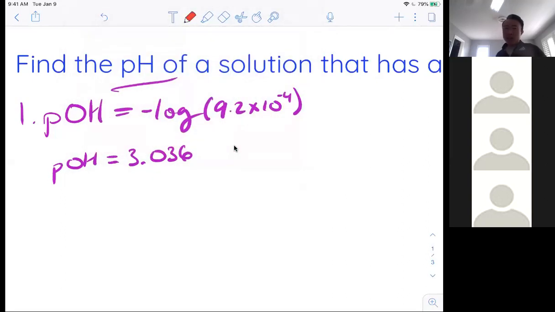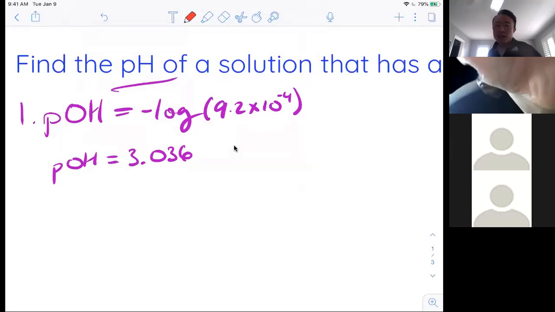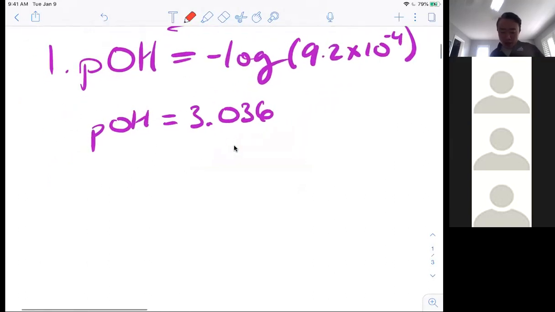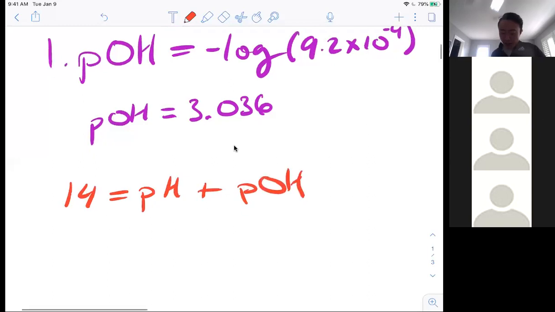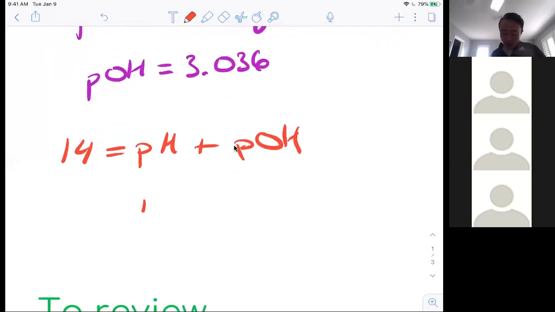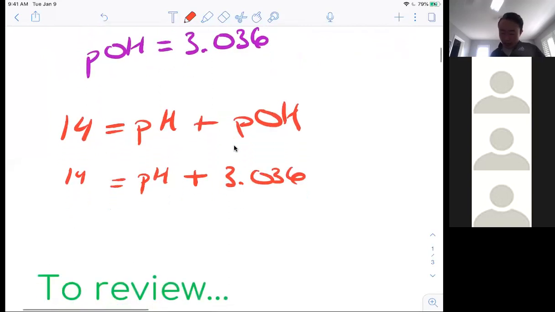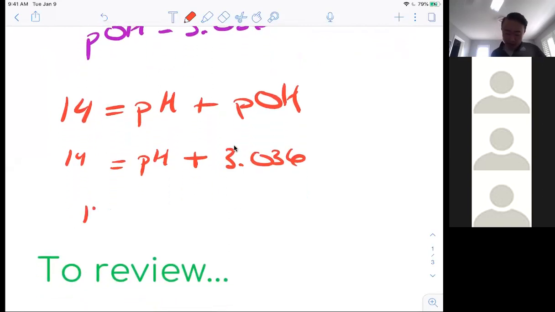And another math trick we could do with this is, I know that if I have the pH and pOH of a solution measured together, the total of the pH and pOH should be 14. So if I want to solve for the pH, I have 14 equals pH plus pOH. My pH will be unsolved for, but I do know my pOH is 3.036, and that equals 14.